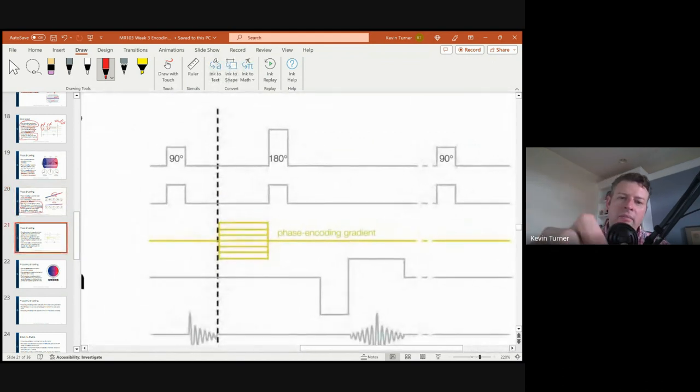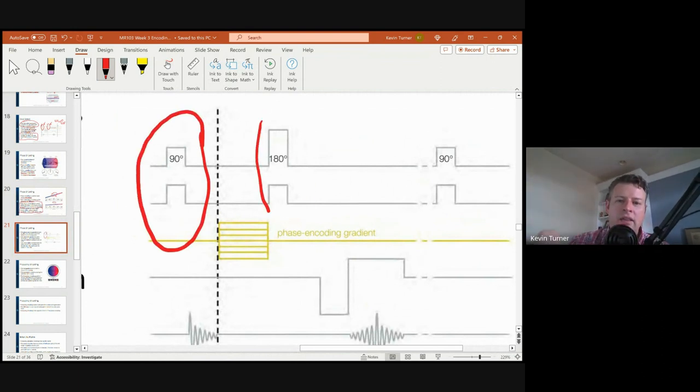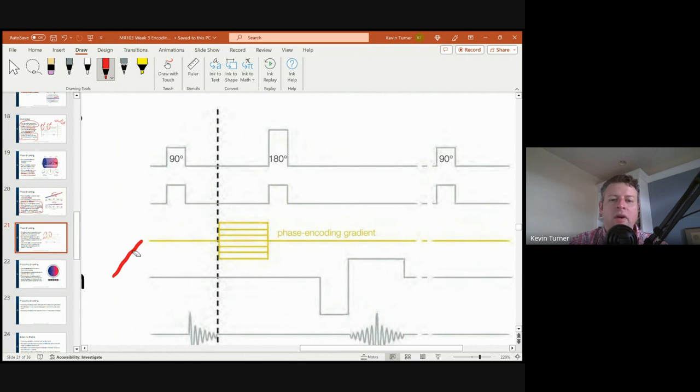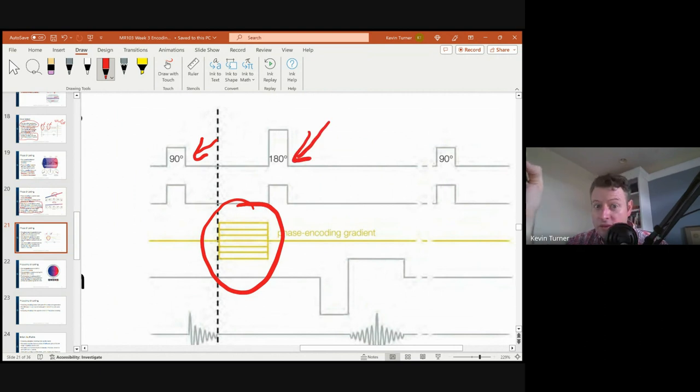Phase encoding must happen between the 90 and the 180 degree RF pulses. It has to happen after we have excited the protons, but before we rephase them. RF energy always happens with the slice select, but phase encoding happens all by itself between the 90 and the 180. That's another quiz question.